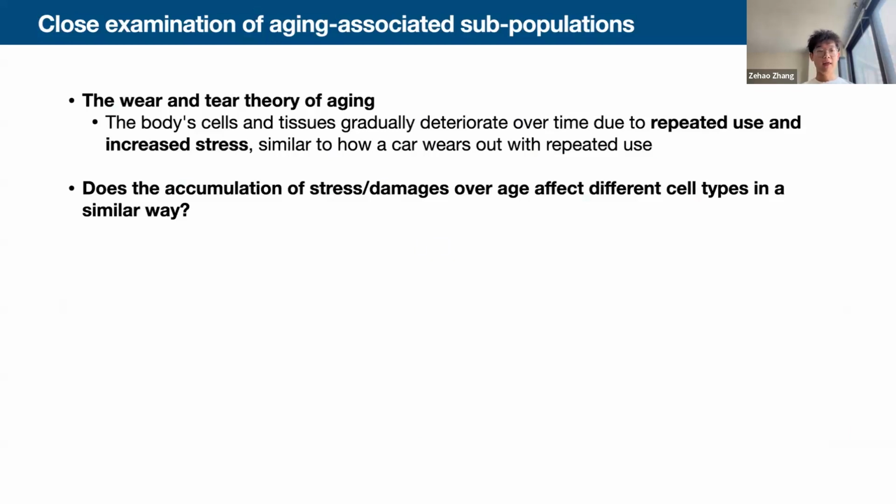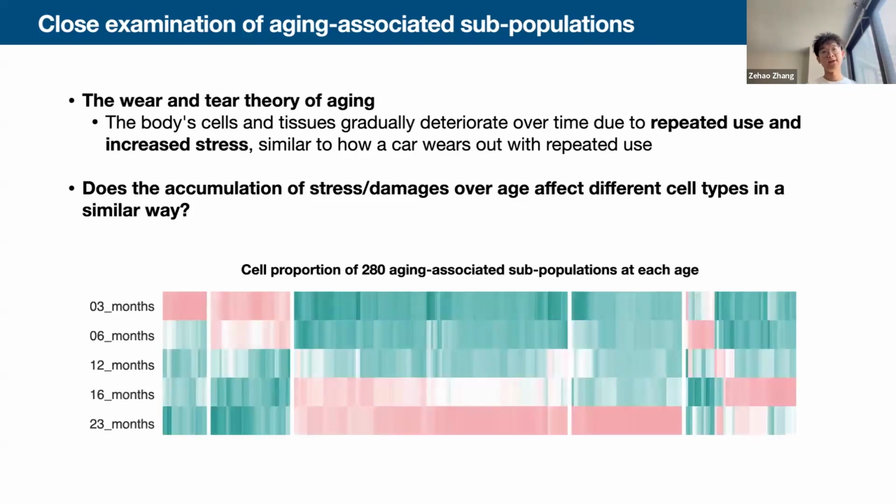The aging theory has been established since the 19th century. The very famous theory of aging is the wear and tear theory, that body cells gradually deteriorate over time due to repeated use and increased stress. And we ask, does this accumulation of stress and damage over age affect different cell types in a similar way? To answer this question, we take these 280 aging-associated subpopulations at different ages.